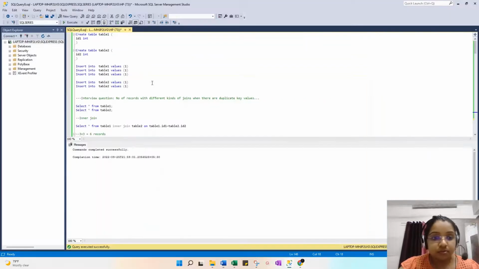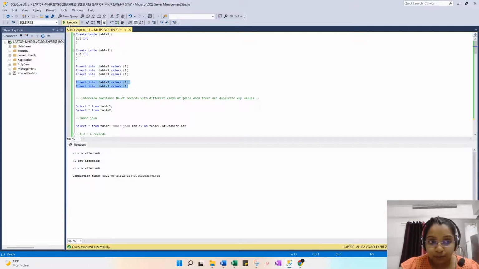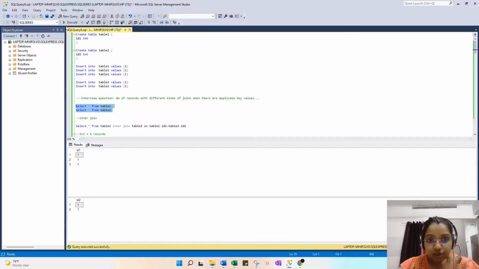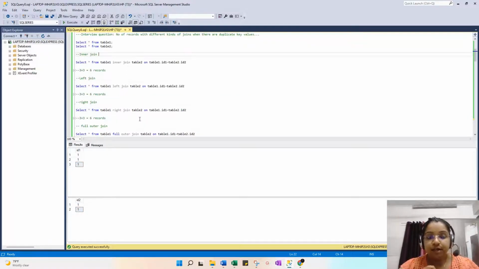So I'm creating this table, table two is created, and I'm inserting three records into table one and two records into table two. If you run the query, you will get the ID1 column containing 3, 1, 1 and the ID2 column containing 2, 1, 1. First we want to find out the inner join.